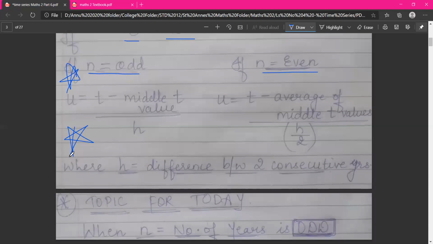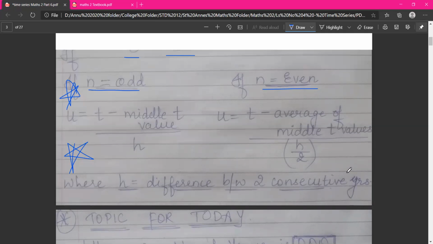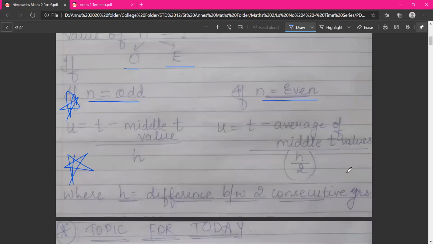U का value will be equal to the time period t minus the middle time value divided by h, where h is the difference between two consecutive years. मान लो 1976, 1977. So what is the difference between the two? 1. If I say 1960, 1965, 1970, so what is the difference between the years? 5. So that is what is the pattern for n is equal to odd years.